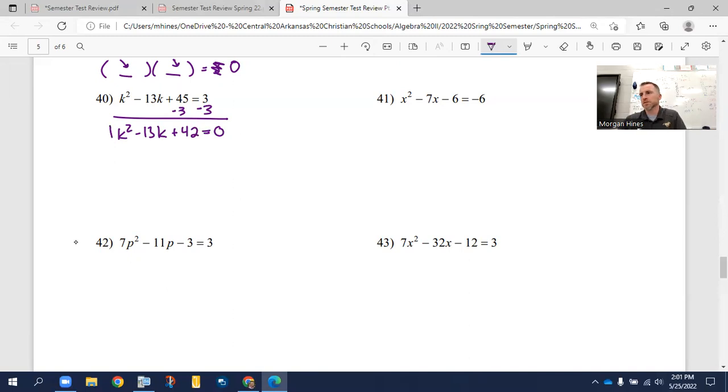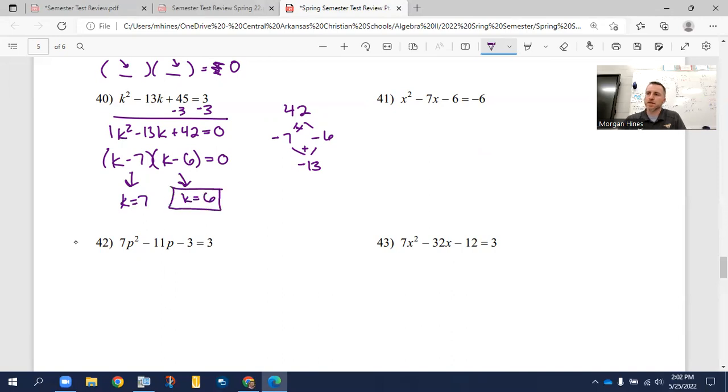We do a times c, we get 42. Factors of 42 that add up to negative 13 would be negative 7 and negative 6. K minus 7, k minus 6 equals 0. Two solutions: from this one, you get k equals 7, and from this one, you get k equals 6, by setting those equal to 0 and solving.